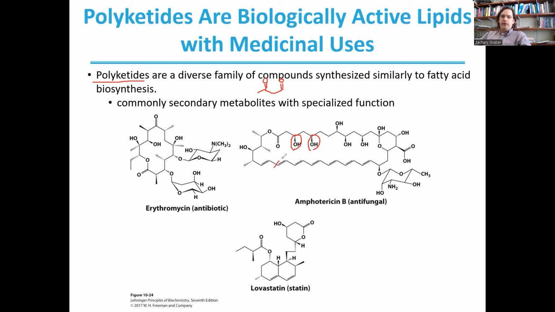We also have double bonds, which of course can be from reduced ketones as well, all in kind of this alternating pattern. Now, as you can tell, the structures of these polyketides can be very diverse, right? So we have three different structures here with three different functions: an antibiotic, an antifungal, as well as a statin here that helps to target cholesterol metabolism. And each of these look very different in structure.